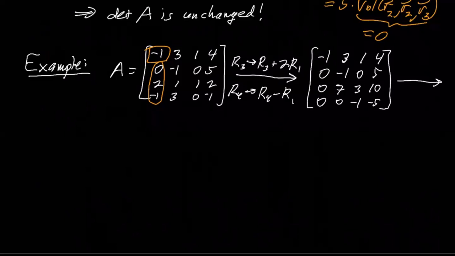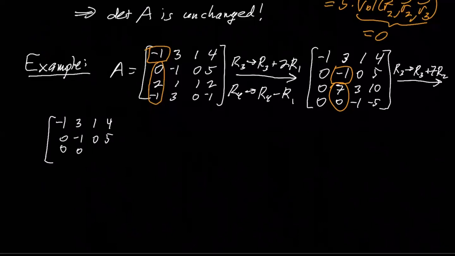Now we can focus on this pivot and clear out, well, the 0 is already cleared out, but we can clear out that 7. So we're going to take row 3 and we're going to add 7 times row 2. Right, okay, so the only row that's changed is row 3. So we get 0, 0 there. This is still 3. This becomes kind of big. This is 45. And then 0, 0, -1, -5. Okay.